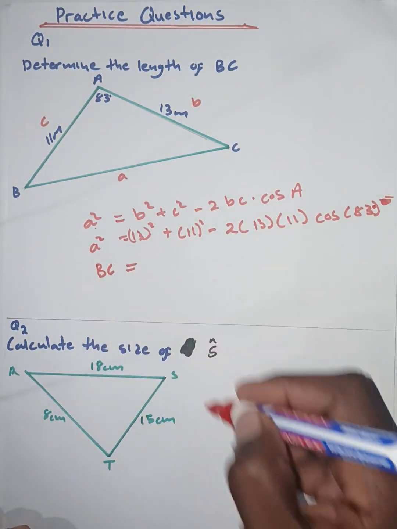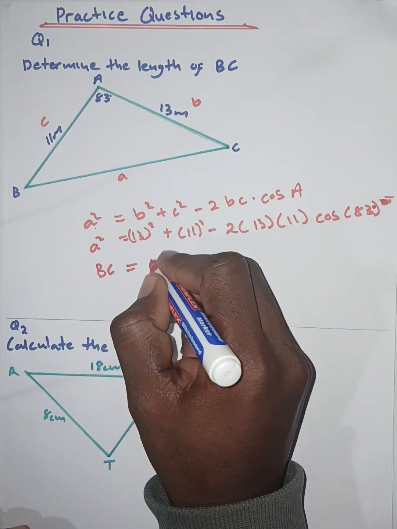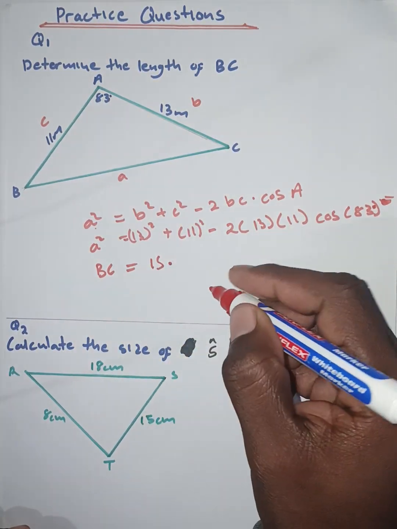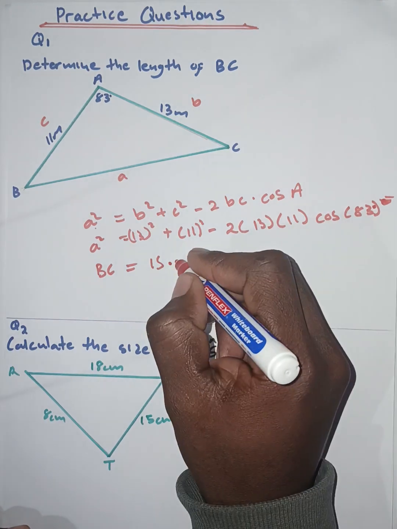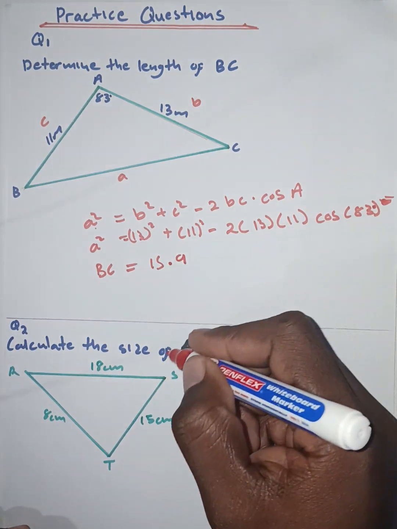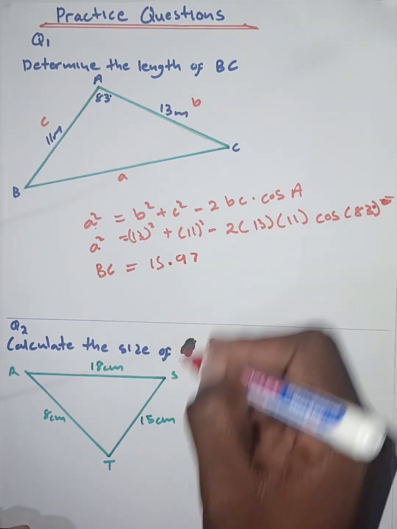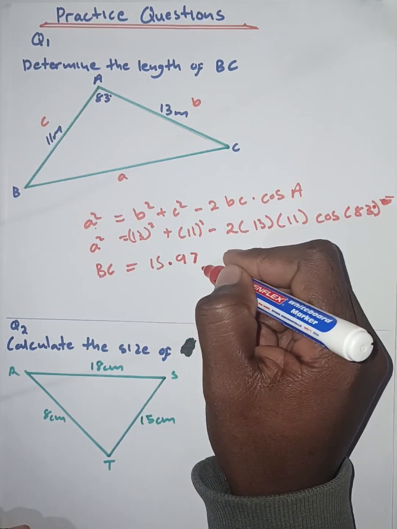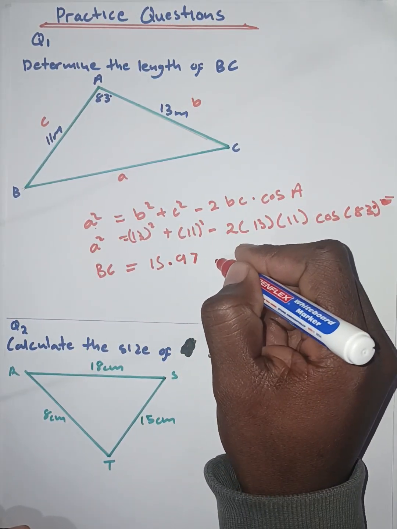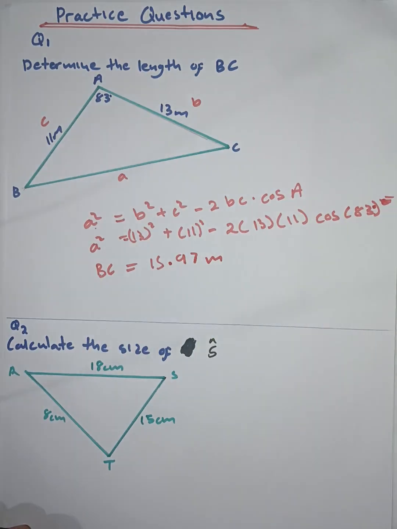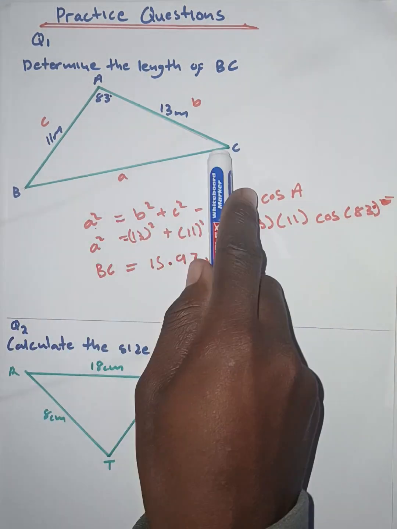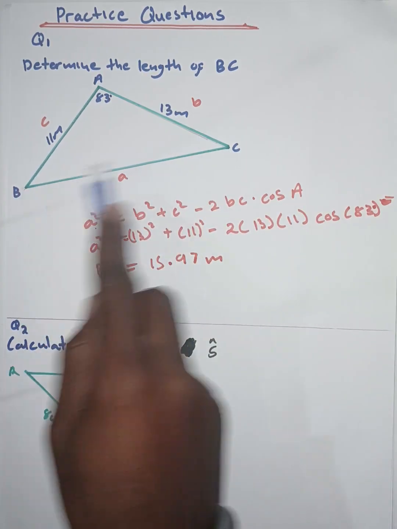So of course, if you do that, what you would get would be 15.973, so that's actually 97. If you round that off, this would actually be 15.97 meters. So BC would be, of course, 15.97. So that would be the length of that side.